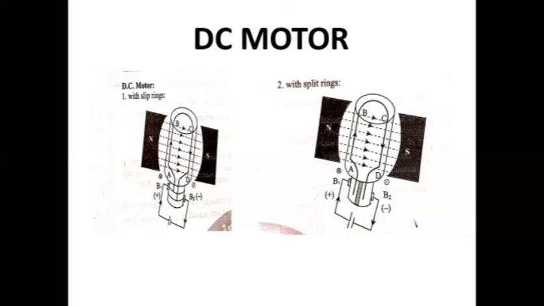I'll just explain once again. With the commutator segment, the brush B1 is always in contact with the conductor which exists under the North Pole, and brush B2 is always in contact with the conductor which exists under the South Pole. Even after rotating, the brush B1 has positive polarity. It maintains cross. Cross means inside. So near the North Pole, it will be cross. And similarly, brush B2 maintains dot in the conductor that is under the South Pole. Therefore, there will be a unidirectional torque.